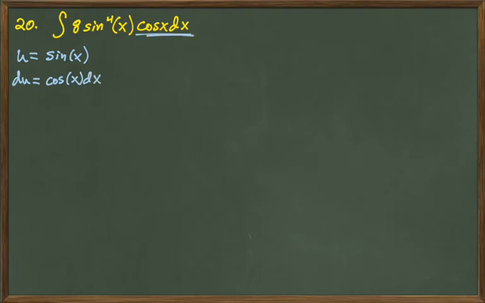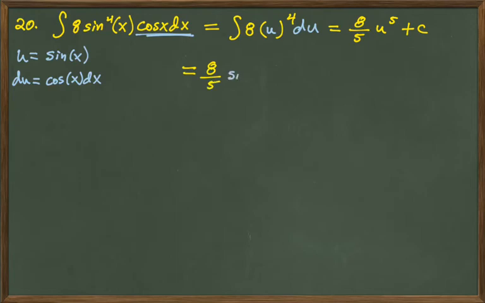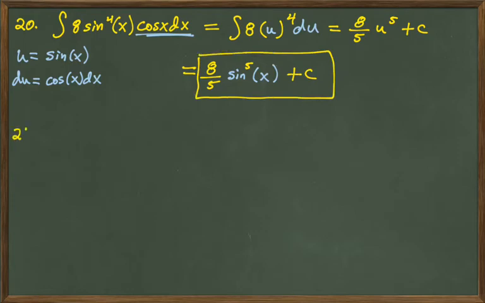Now, you can solve for dx. It's not a problem. I'm just going to save us a little bit of time here. Cosine x dx is exactly du, so you can just go ahead and replace cosine x dx with du. And so we're going to have the integral of 8 u to the 4th du. You can still solve for dx, it's just a little extra work, not much. Add 1 to the exponent and divide by the exponent, plus the constant of integration. So we have 8/5. Replace the u with sine of x. That's to the 5th power, and then plus c.